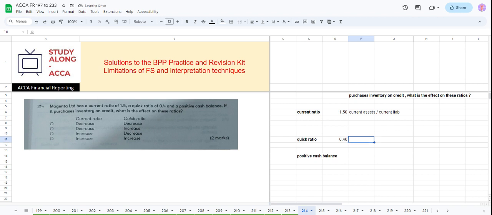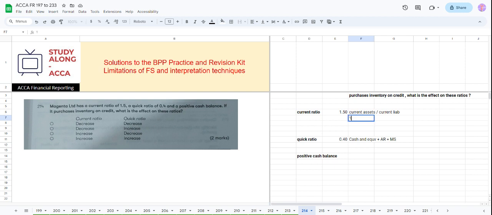Quick ratio, what do we take? We take cash and cash equivalents, we add the accounts receivables and we add the marketable securities. And they have a positive cash balance. So they have purchased inventory. So what happens? Your inventory increases, right? Or we can take some hypothetical situations also.